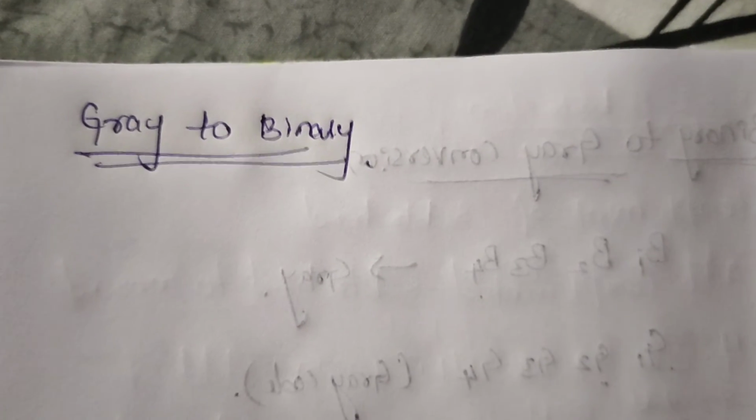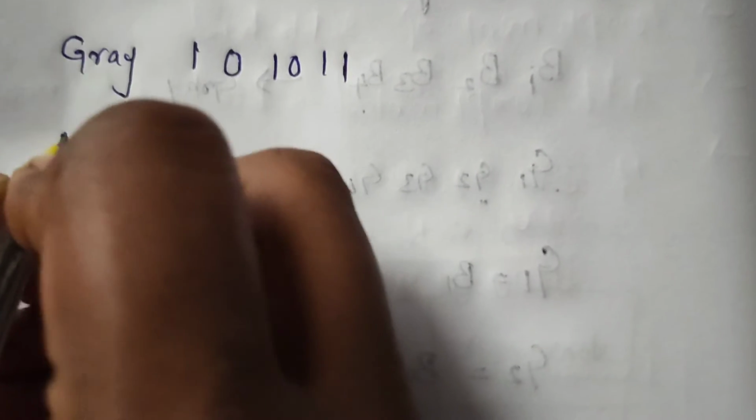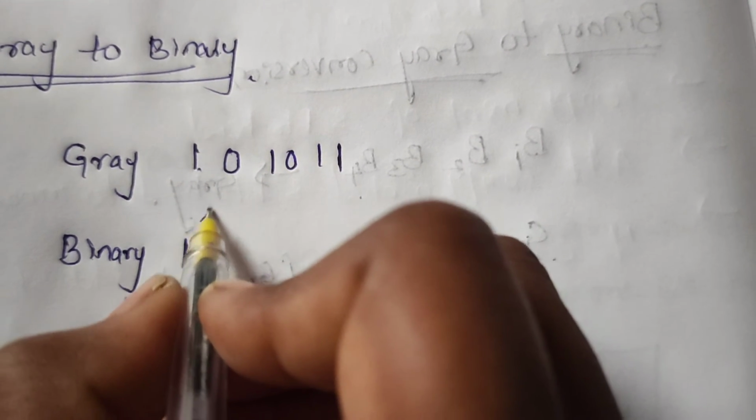Gray to binary. Gray to binary is also obtained with a logic. Let us take it directly with an example. I am taking the gray code as 1 0 1 0 1 1. To obtain its binary, the MSB is written as it is, 1. Here also we perform the XOR operation, but the XOR is performed with the binary bits written over here, not with the previous gray bit. So this bit is XORed with this one.